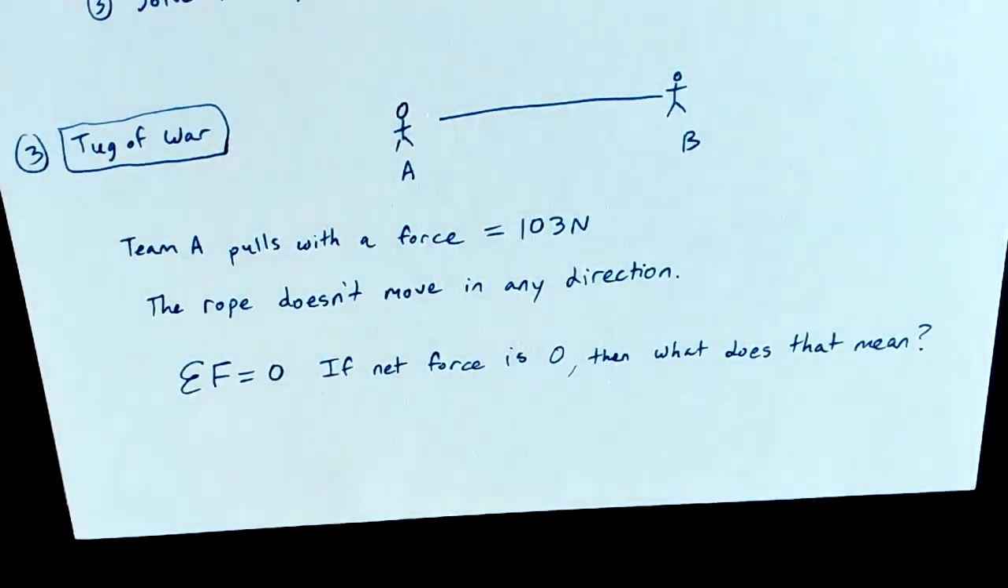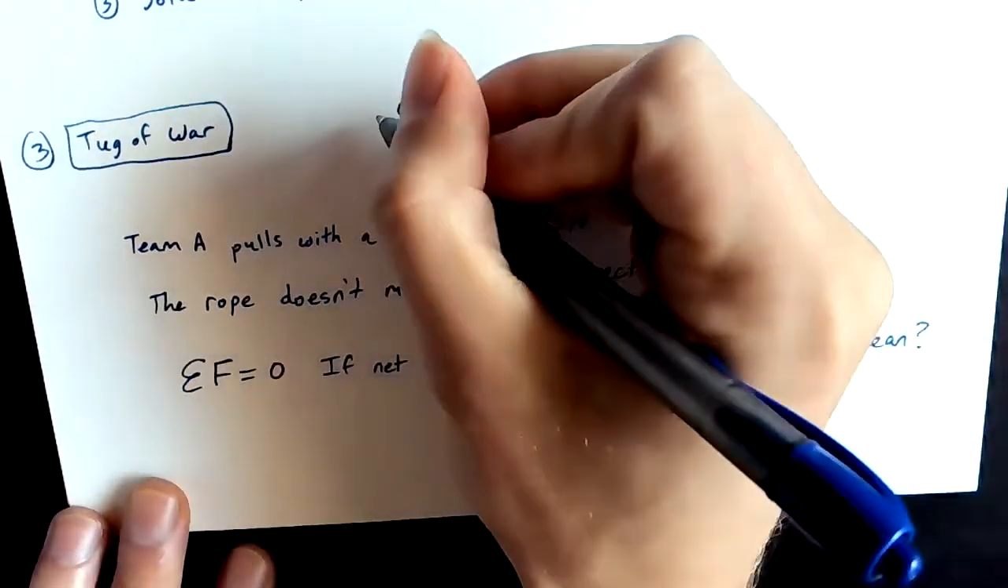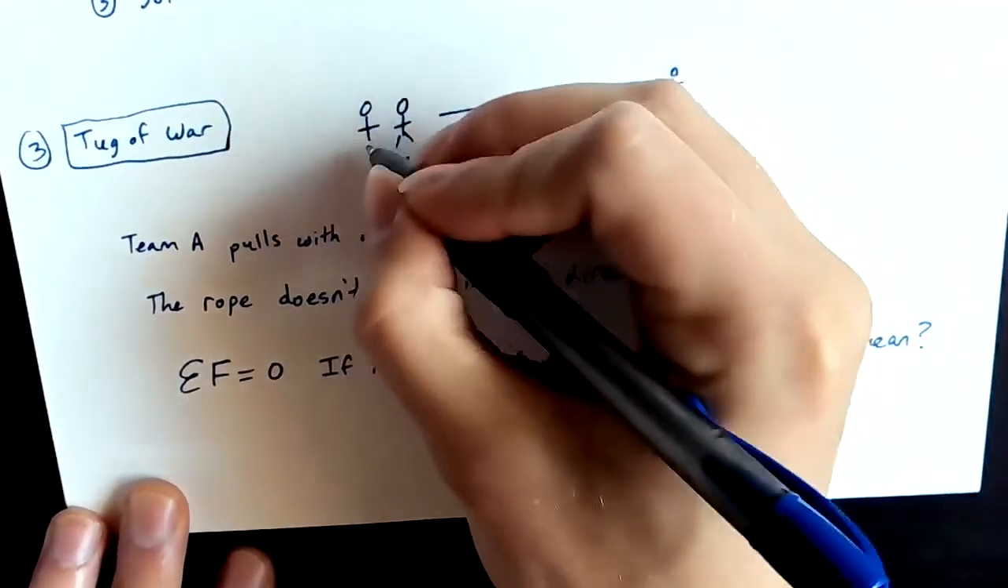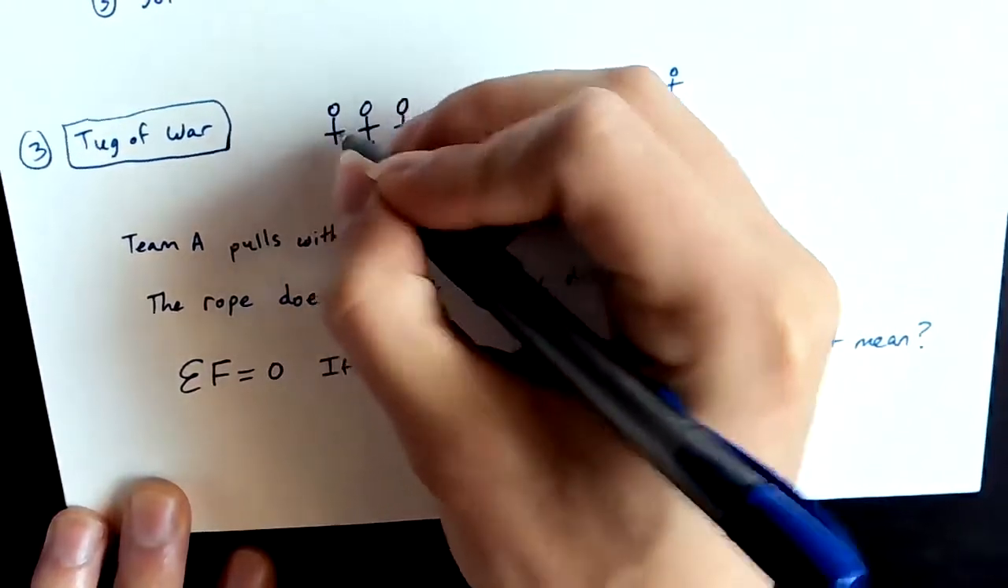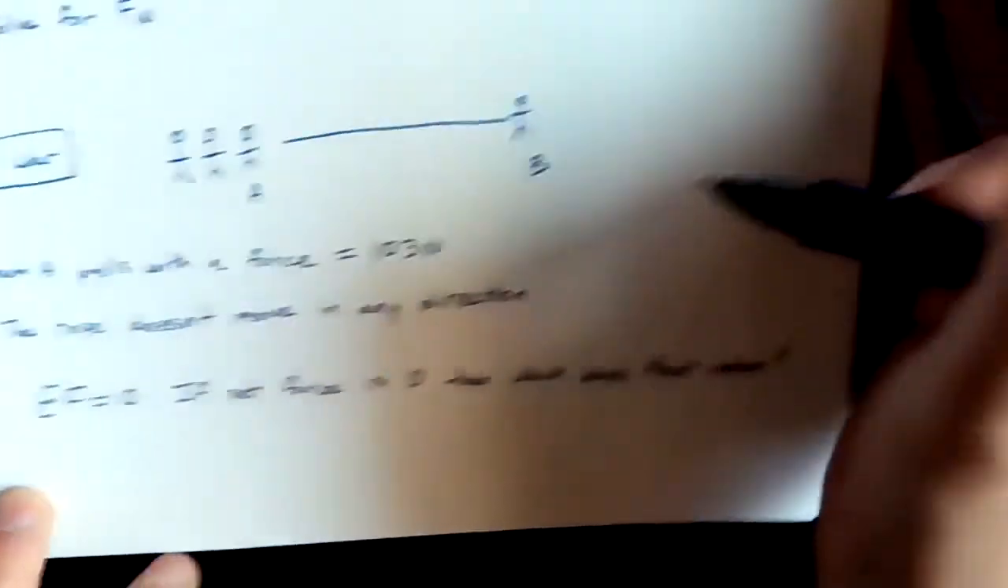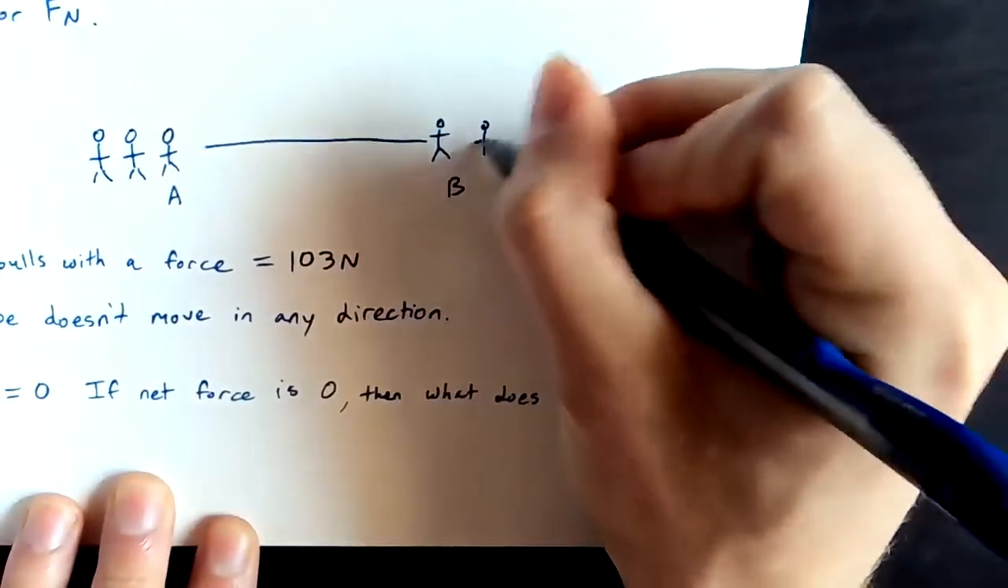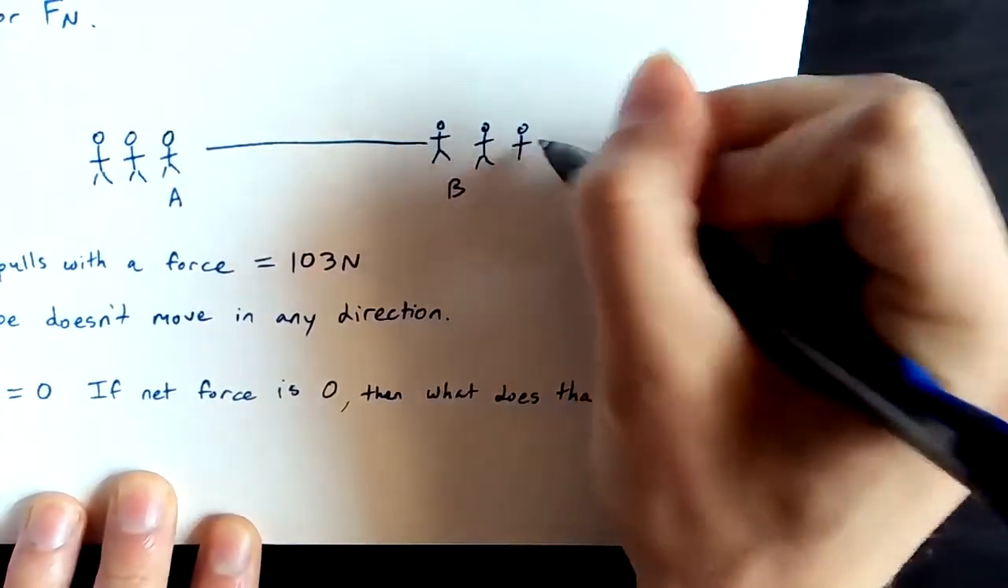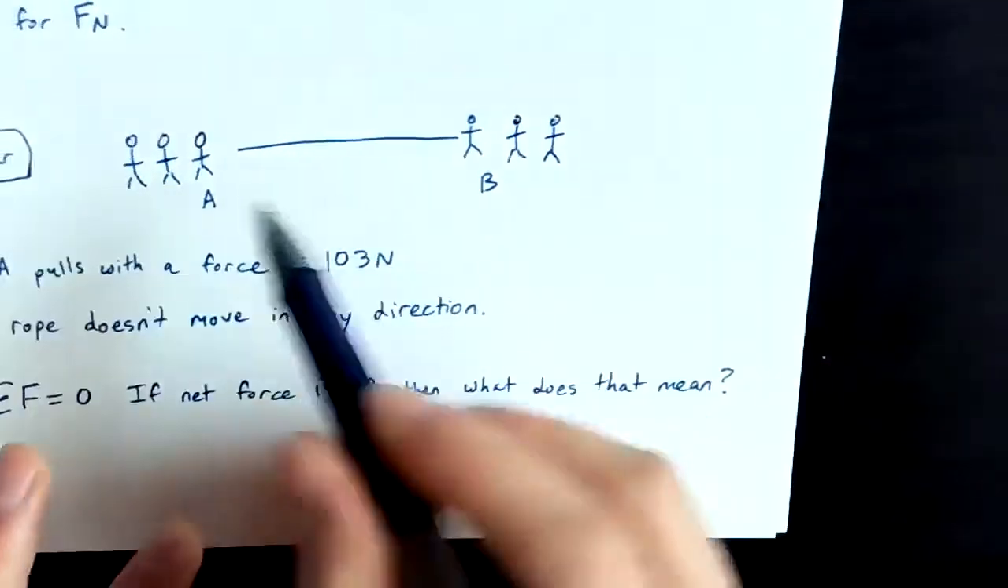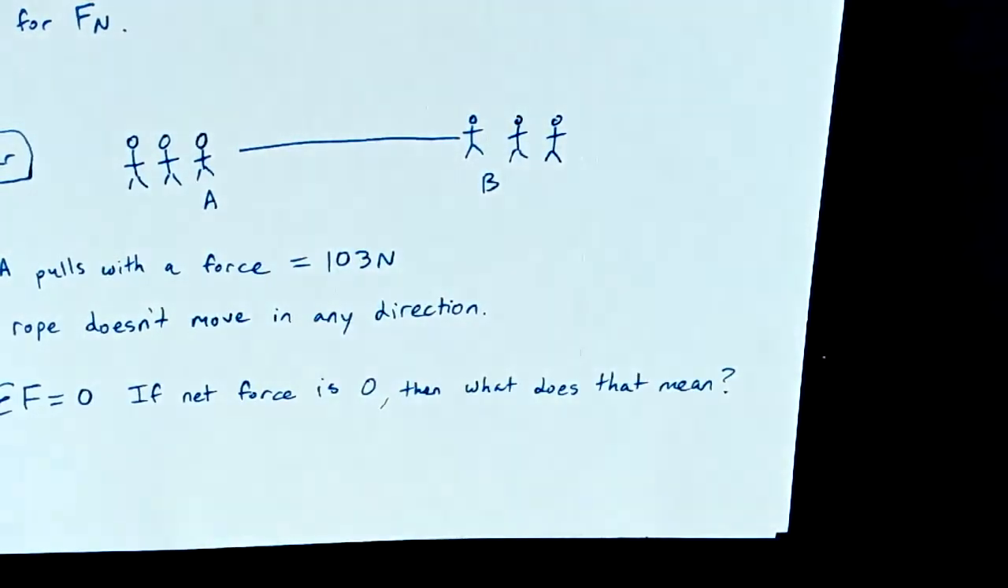And then here's another conceptual question. Imagine there's a tug of war event. Team A, I guess there could be more people on a team, right? That makes more sense. So team A and team B, they're all tugging on the rope.